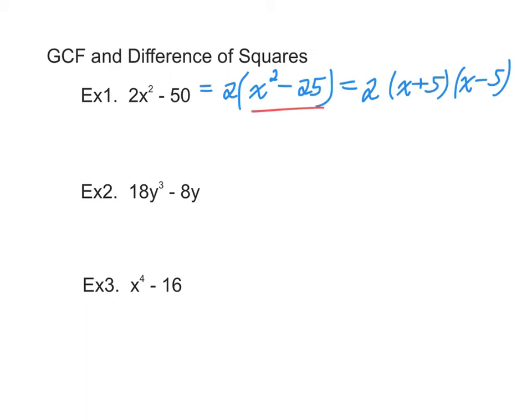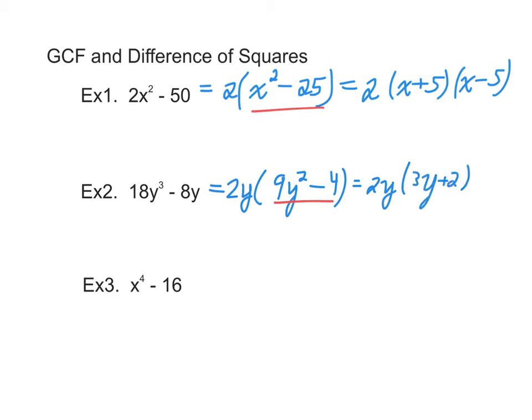In the next one, currently there's no perfect squares. In fact, there's a cube there. But there is something in common. There's at least a 2, they're both even, and a y in common. So I'm going to factor out a 2 and a y, which leaves 9y squared minus 4. This new part here is a difference of squares. It's a 3y and a 2. So this 2y will just carry on down, and we'll do a plus b, a minus b.